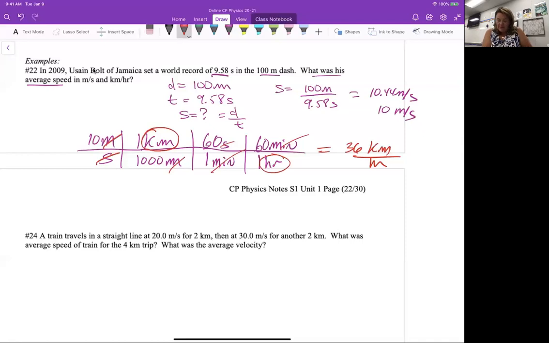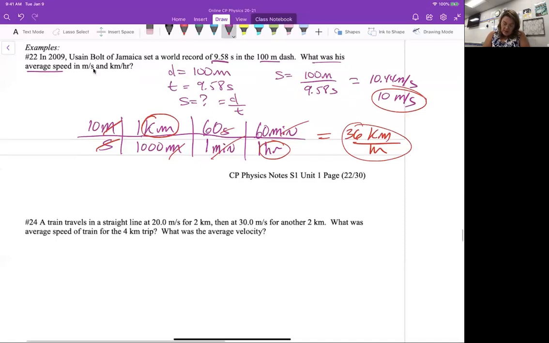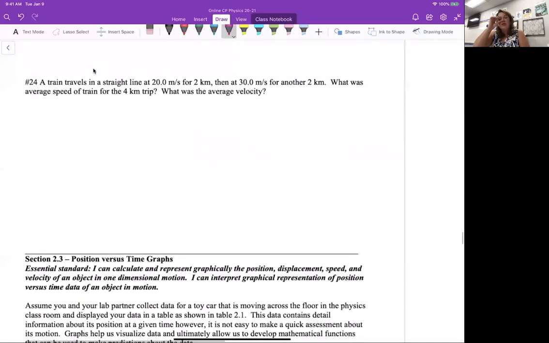Let me double check because I'm extremely tired and I could be making mistakes. Divided by 1,000, I get 36. All right, so this is just converted to kilometers per hour. Okay, next. A train travels, now this one's tricky, okay?